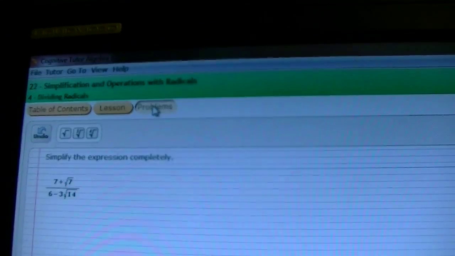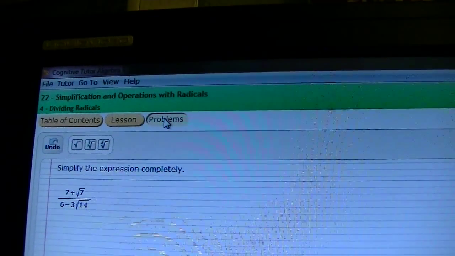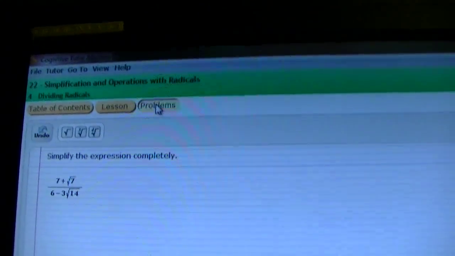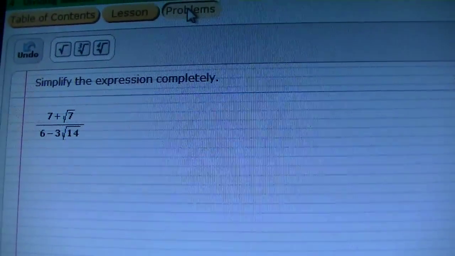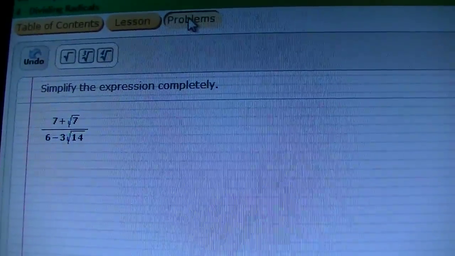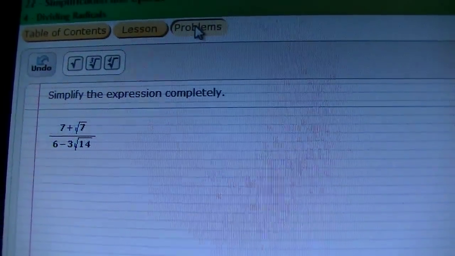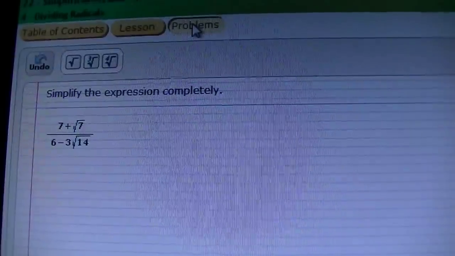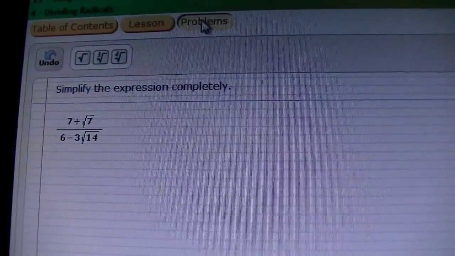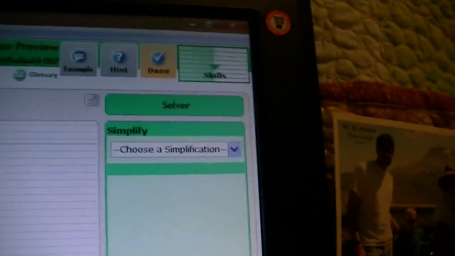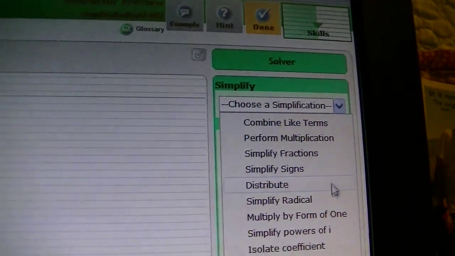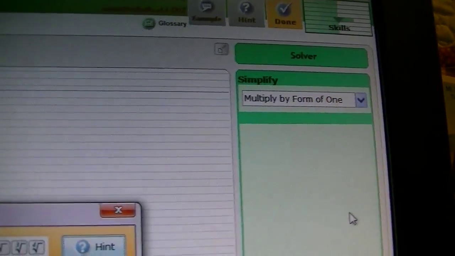Okay, so here is section Unit 22, Simplification and Operations with Radicals. Section 4, Dividing Radicals. So you remember from class, if we want to divide these two, what we need to do is multiply by a number equivalent to 1. That is the conjugate over the conjugate, basically, of that denominator. So what we'll need to do is choose over here on the menu, choose multiply by a form of 1.